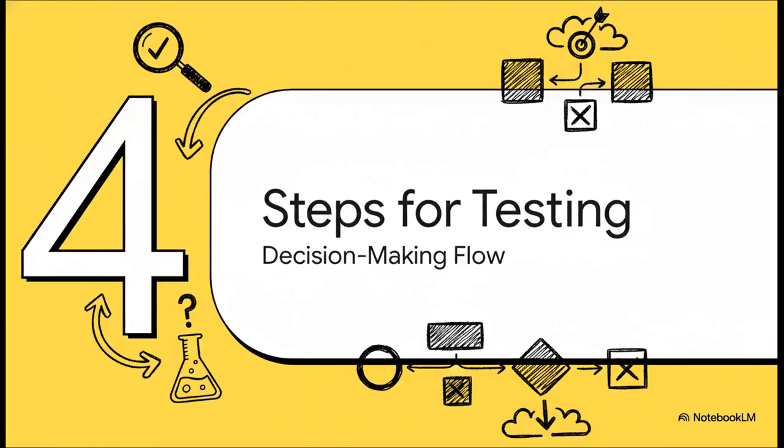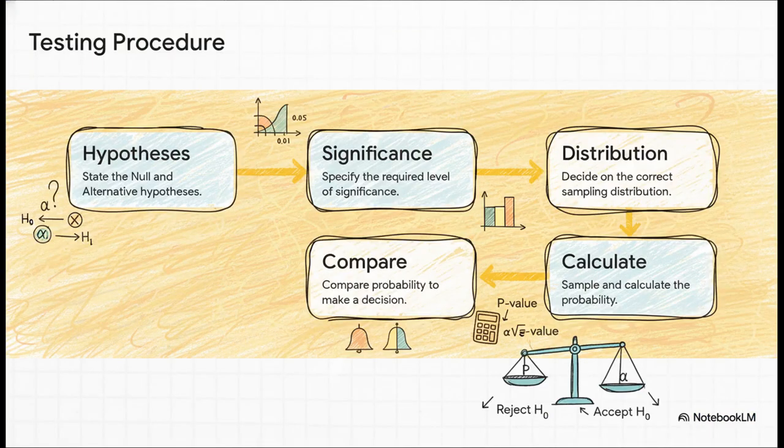Which brings us to Section 4, Steps for Testing Hypotheses, the decision-making flow. Now that we understand the logic of acceptance and rejection, how does a researcher actually perform this test in the real world, from start to finish? Kothari provides a really great systematic flow diagram for this, breaking it down chronologically into 5 steps.